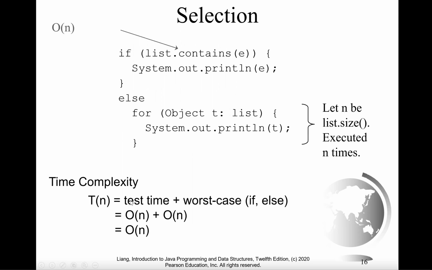You add all this together, and this is the test time, plus the worst case of if else. So if this is the else case, that is order of n time. In the best case, it's going to be 1 time, but we're now looking at the time complexity. We consider the worst case.